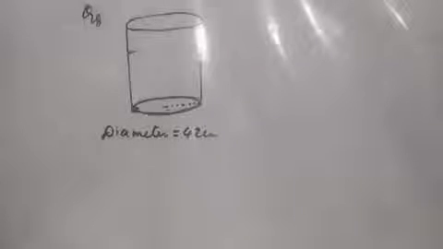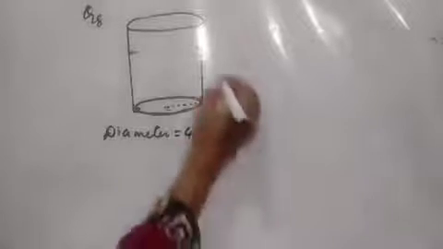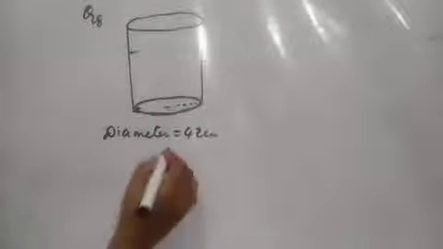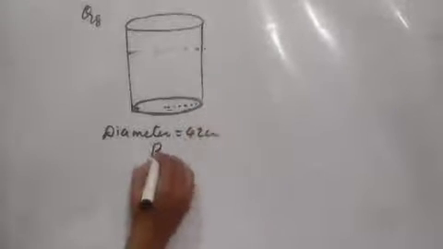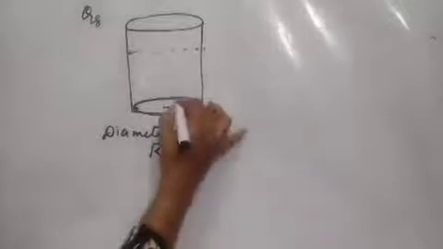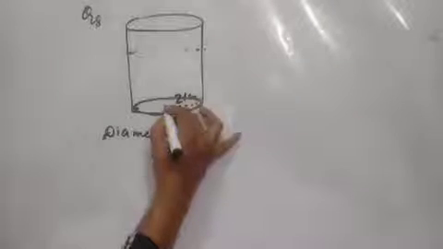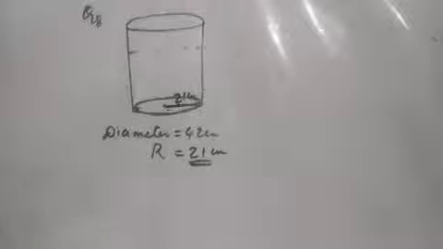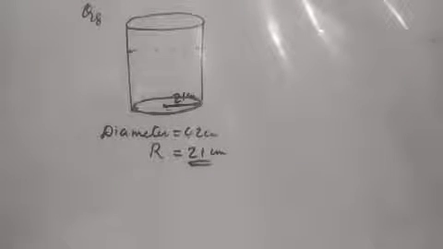Question 8 from exercise 20A. A cylindrical container with a diameter of 42 cm contains sufficient water to submerge a rectangular solid of iron with dimensions 22 cm by 14 cm by 10.5 cm. Diameter is 42 cm, so we can calculate the radius as 42 by 2, 21 cm. Find the rise in water level when the solid is submerged.